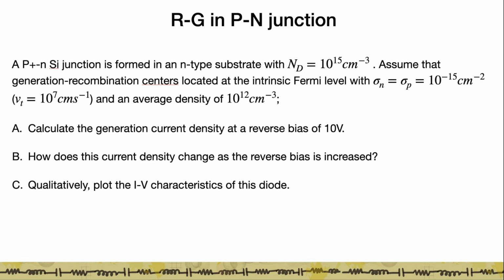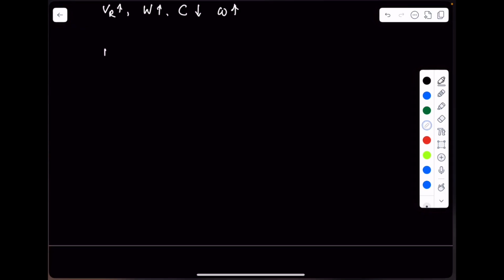1. The generation current density at a reverse bias of 10 volts. 2. How does this current density change as the reverse bias increases? 3. And qualitatively plot the IV characteristic of the diode. So let's first think about the problem.